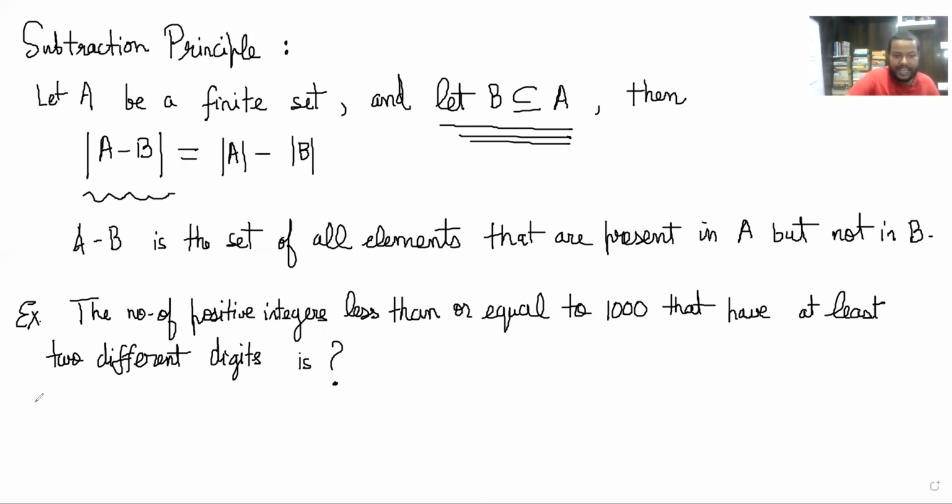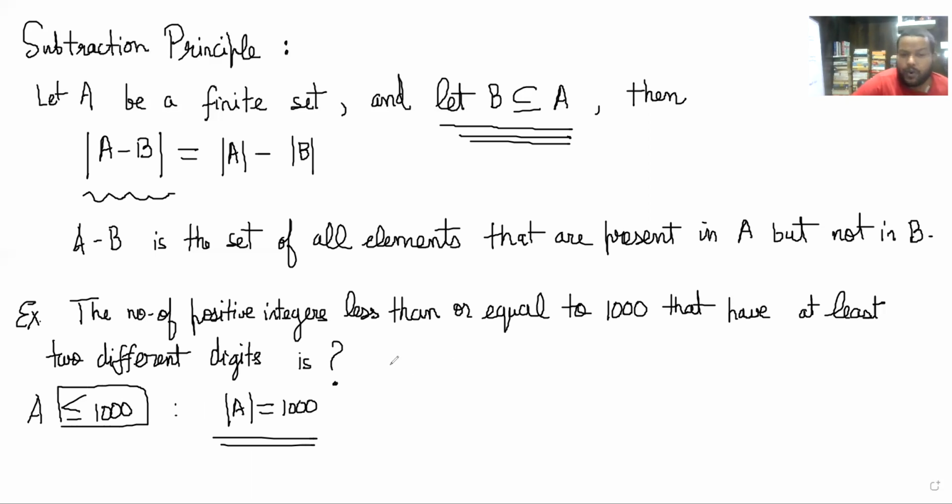So now let's say A is my set of positive integers less than or equal to 1000. So positive integers will be from 1 to 1000, and the number of elements in A is clearly 1000, right? Now, I don't want to do a direct count here. I want to subtract from A the set of integers less than or equal to 1000 which do not have two different digits, right? So I can subtract situations where they don't have two different digits.